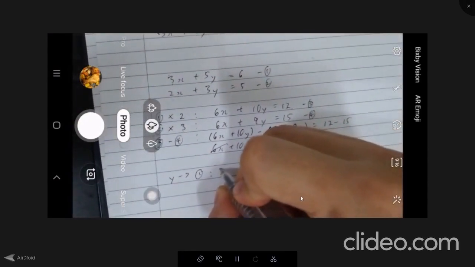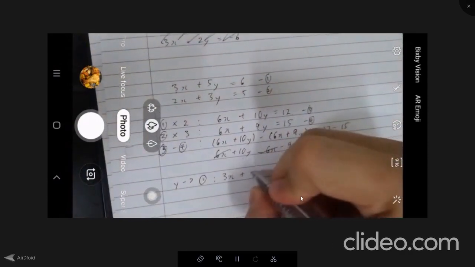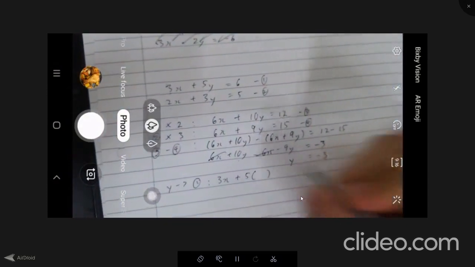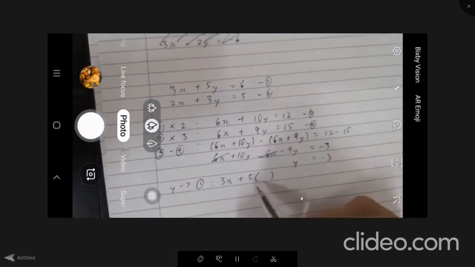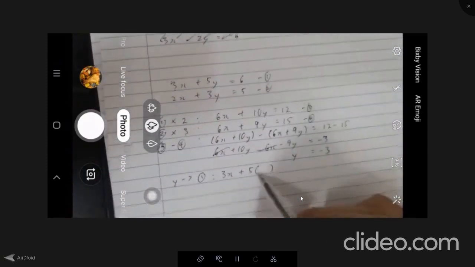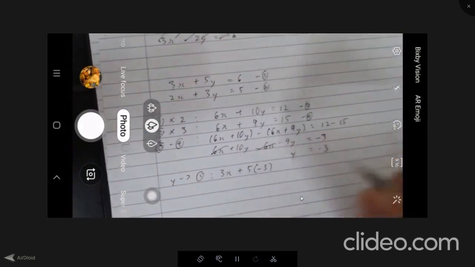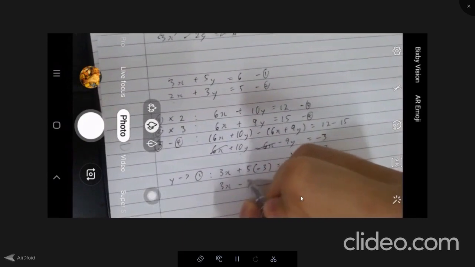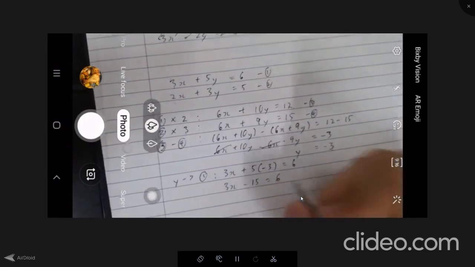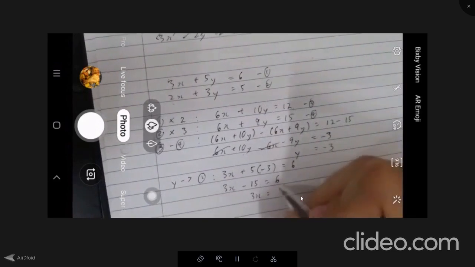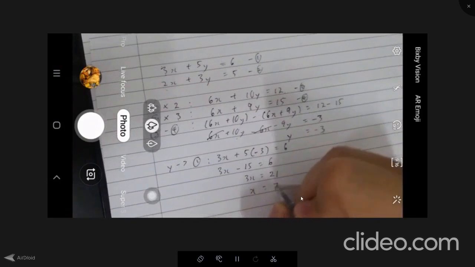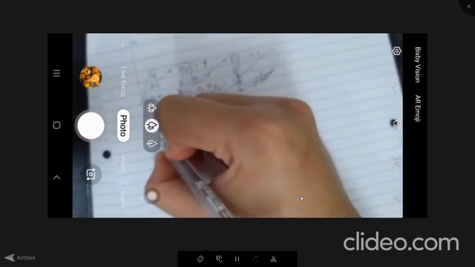So 3x, I don't yet know what is 3x, but I know what is y. As I put it in, make sure you put a bracket. Every time you substitute something inside an unknown, put a bracket. So 3x plus 5 times (negative 3) equals 6, and then you can solve this. 3x minus 15 equals 6. Negative 15 I bring over, becomes 3x equals 6 plus 15, I get 21. x equals 7.